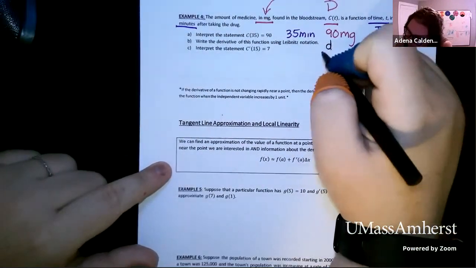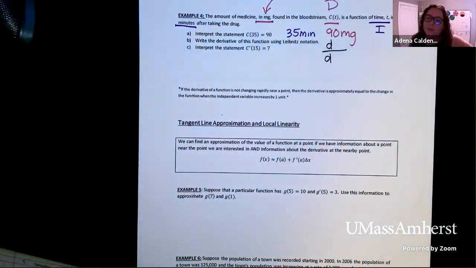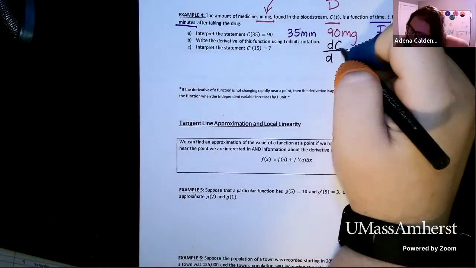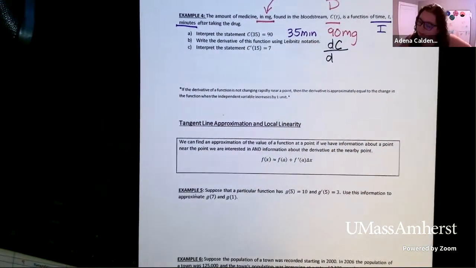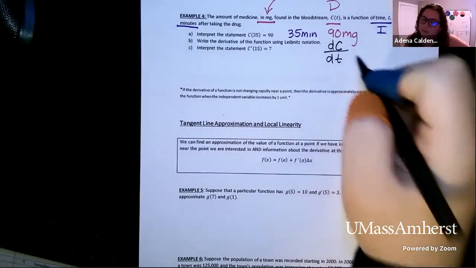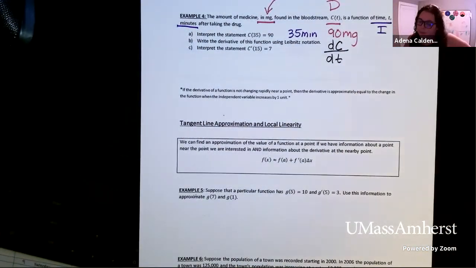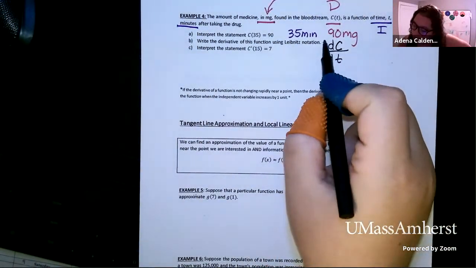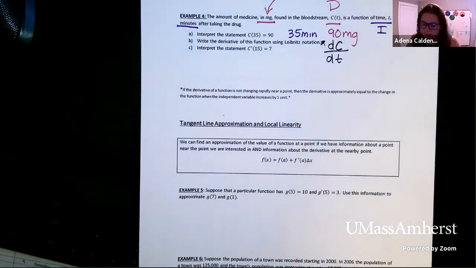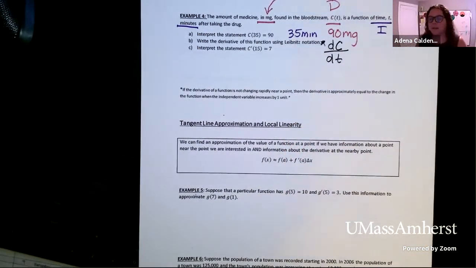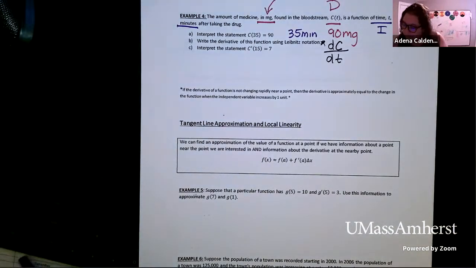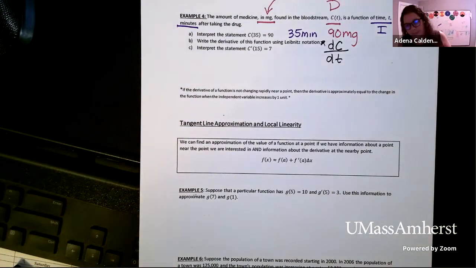For part B, if we're going to write the derivative using Leibniz notation, remember we have the d's. We want the variable that represents the dependent variable on the top, so dC, and on the bottom, the independent variable, which is t. So using Leibniz notation, it would be dC/dt. dC/dt is the derivative of C with respect to t.